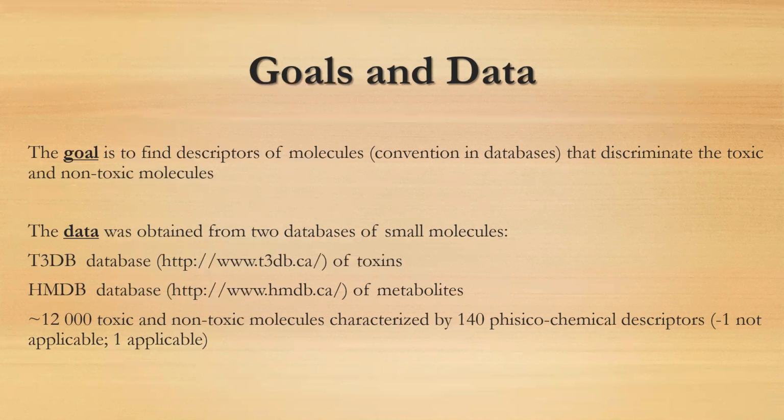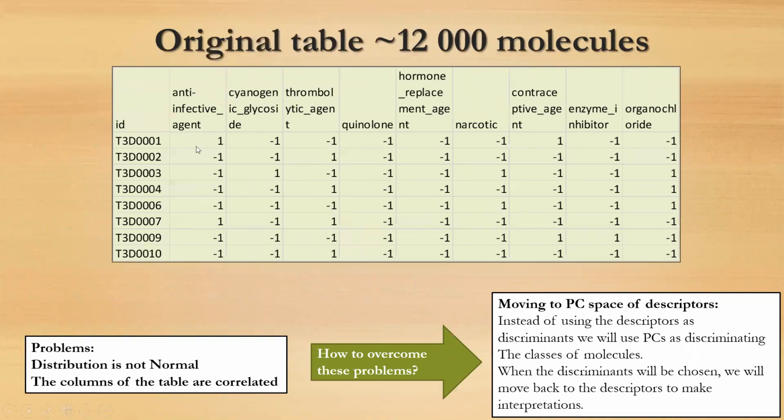And each descriptor has a value of 1 if this descriptor is present in the molecule, or -1 if it's not. Let me share with you the table, how it actually looks. So this is the original table. Here you have an ID of a molecule, and here you have descriptors. For example, it can be an anti-infective agent or some chemical property. If the molecule in the database has this descriptor, we assign a 1, and if it doesn't have it, we assign -1.